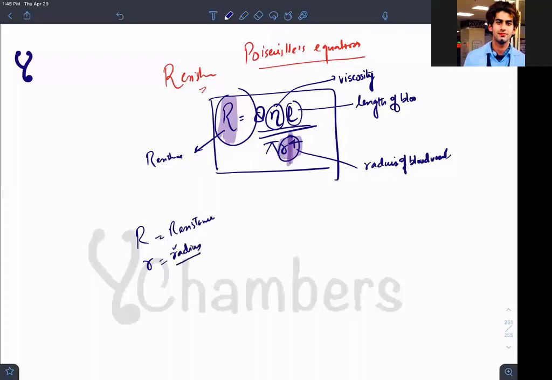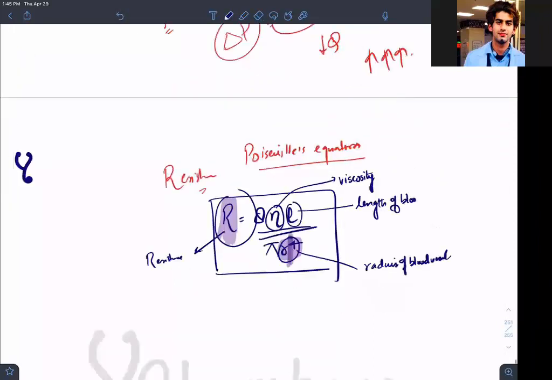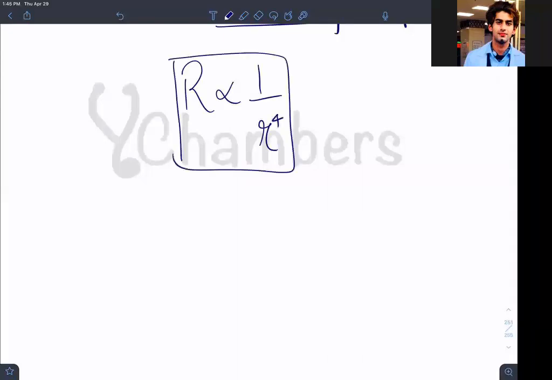Radius is how many letters? 1, 2, 3, 4, 5, 6. Radius is six letters, and resistance has many more letters, so resistance should be capital R, the head, because it is bigger. Okay, don't confuse this. Now, radius, remember a concept, guys: resistance is inversely proportional to radius to the power 4. Remember this concept. Now listen to my words.